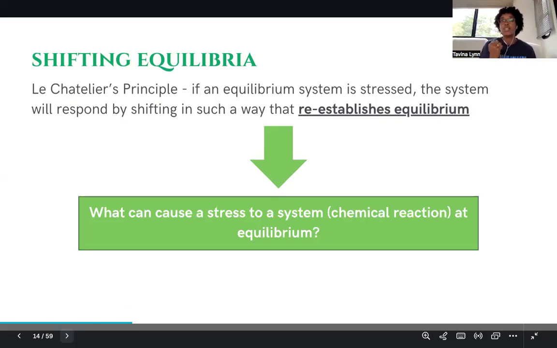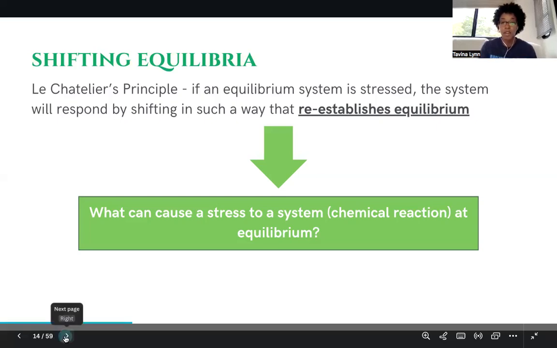Now, just take a moment to think about it. A hint may be to think about the things we talked about in our kinetics section, the different things that may change or impact the rate of a reaction. Because we're actually looking at the rate of our reaction and determining if it's at equilibrium. So that gives you an idea of what kinds of things may cause stress, and that's what we're going to focus on for the remainder of this section.